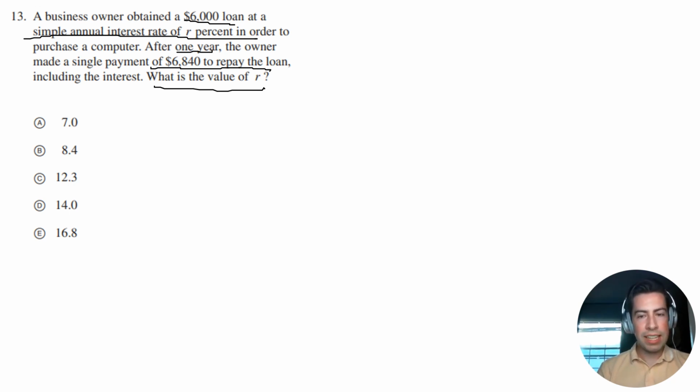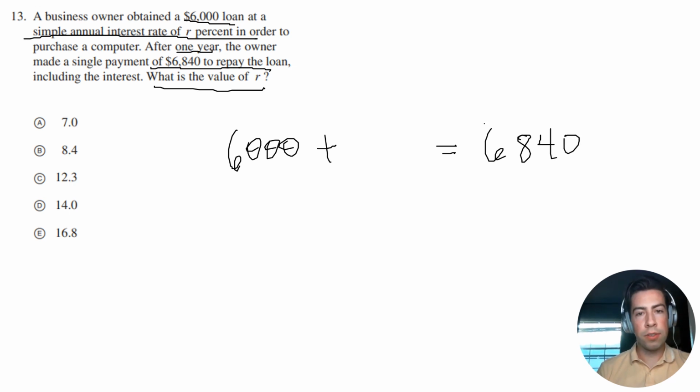So this guy gets a loan, and the loan provider has to make money. They're saying, we'll loan you this money, but you're going to have to pay us a little bit extra to pay it back. So basically, we start with $6,000 and then we have to add something to it, and at the end of that year, he's going to have to pay $6,840, okay?